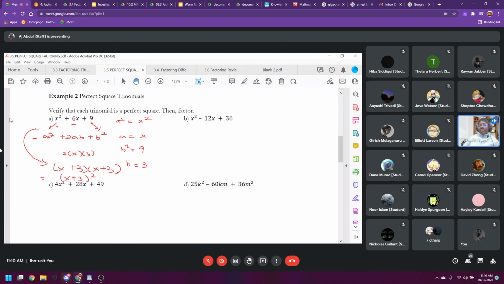And that's going to be the same for all of them. Factors of 36 that add to negative 12 are negative 6 and negative 6. So x minus 6 and x minus 6. Notice that this is your negative 2ab. 2 times a times b is your middle term.